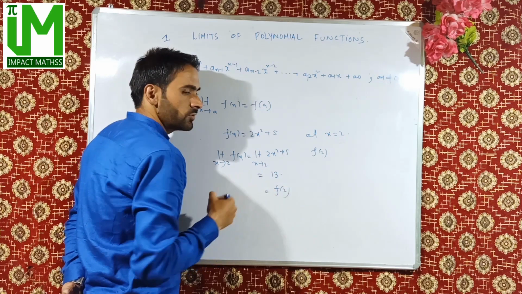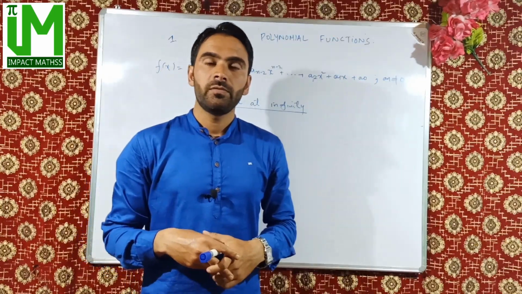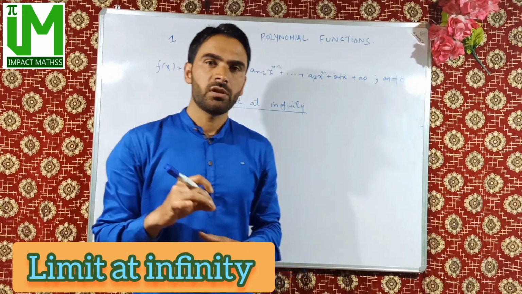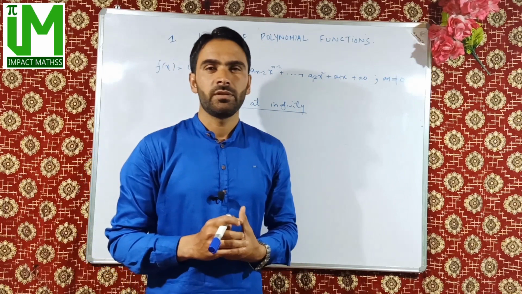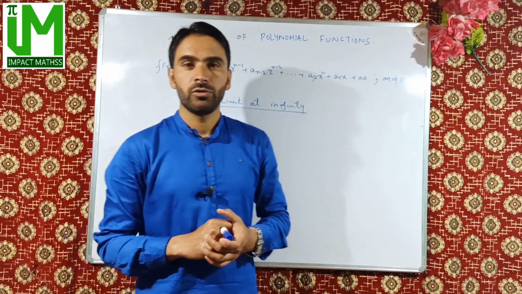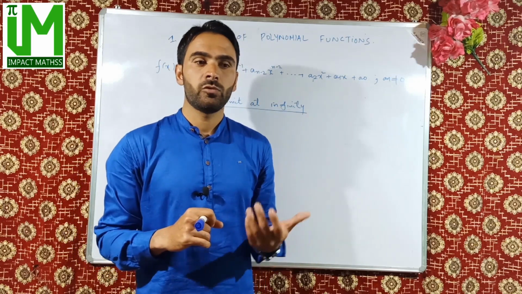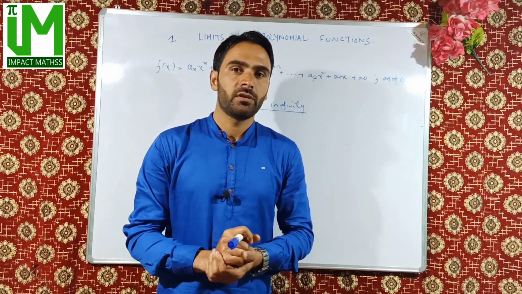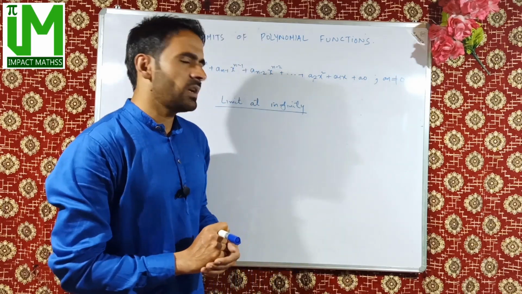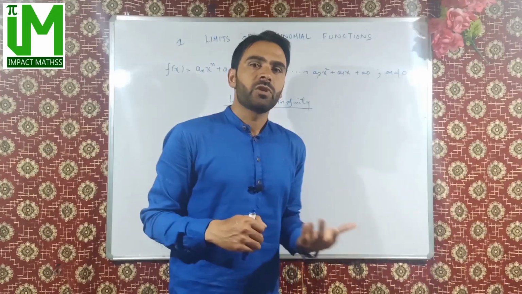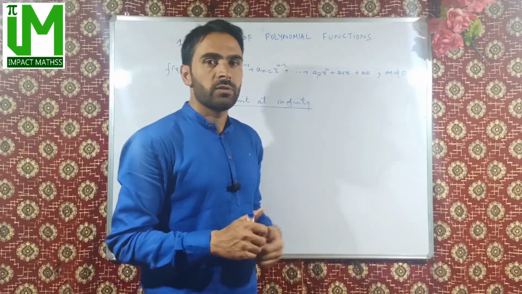which is again equal to f of 2. Now limit of a polynomial function at infinity. If we have any polynomial and we have to find its limit but at infinity, obviously it has to be a non-constant polynomial, because for any constant polynomial the limiting value will be the same, whether we are computing the limit at infinity or at a point. So it has to be a non-constant polynomial. We will start with the simplest polynomial.